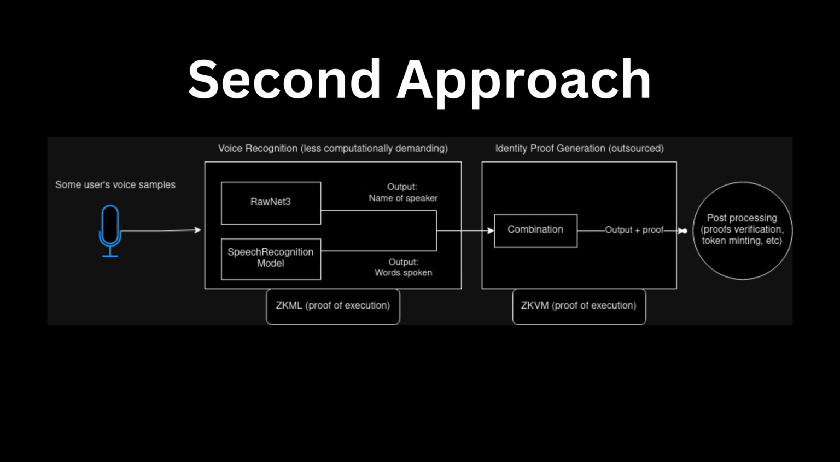All of these will generate their own proofs with ezk-al. Then we will combine both of these outputs in a zk-VM, in our case using zk-MIPS.